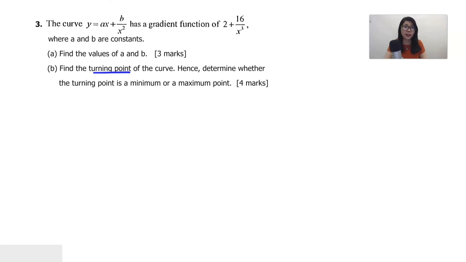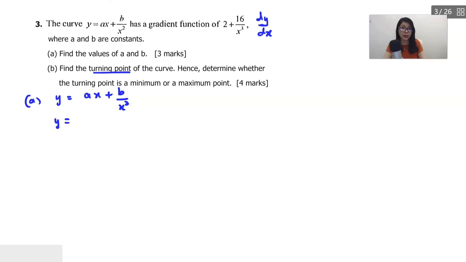So for this, we're going to use the second derivative, which is finding d squared y over dx squared. Okay, so now let's solve for a. For a, I'm going to use y equals ax plus b over x squared, and I'm going to find the dy dx. After that, I'm going to compare with this dy dx to find the values of a and b.